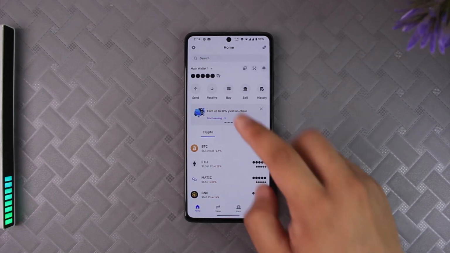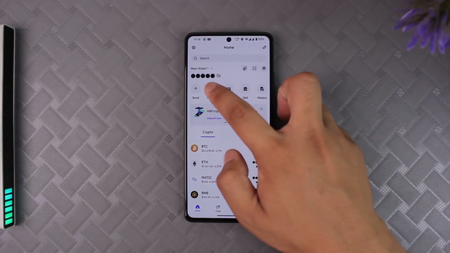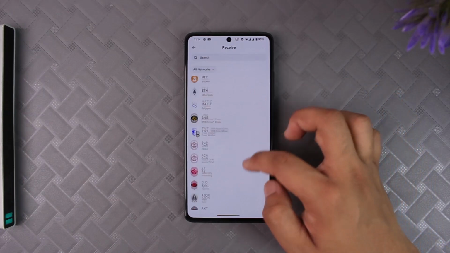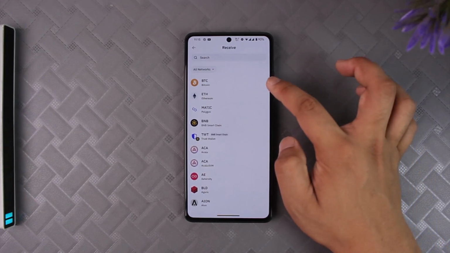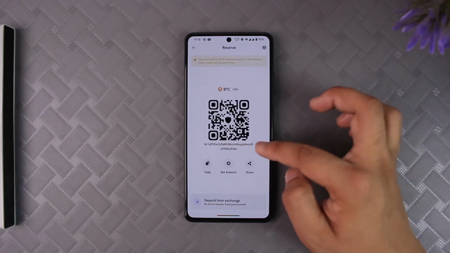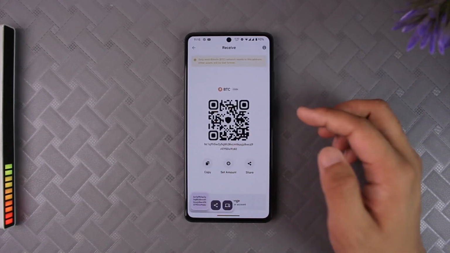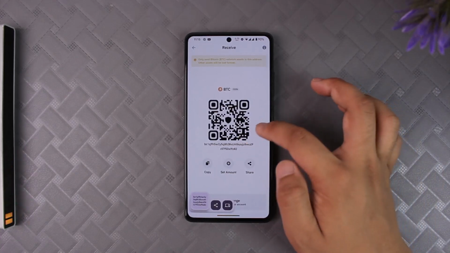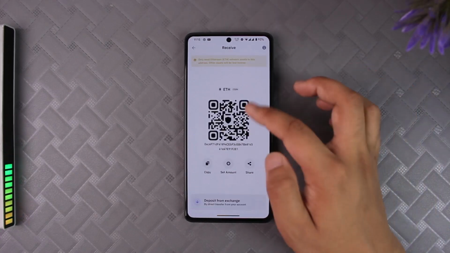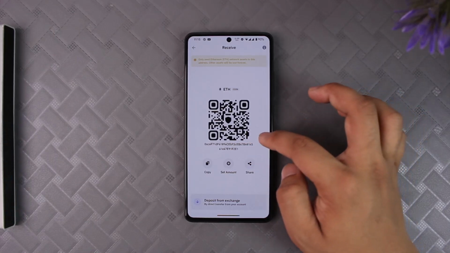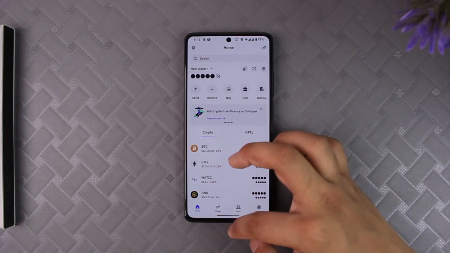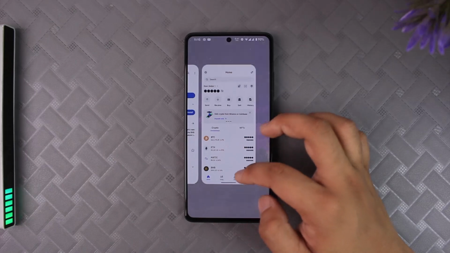Once you open the Trust Wallet app, simply go to Receive over here, and once you go to Receive, depending upon which wallet address you want, let's say you want it for Bitcoin, you can tap on Bitcoin and this is your Bitcoin wallet address. So you can copy this and send it to the person who's trying to send crypto to you on your Bitcoin address. Or if it's Ethereum, this is the Ethereum wallet address that you can use to receive the amount. And this is how you can find your wallet address with Trust Wallet.